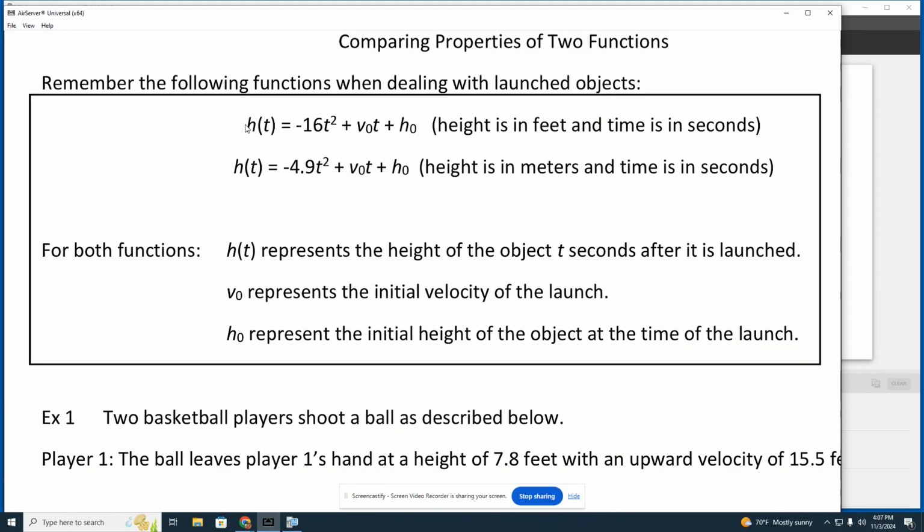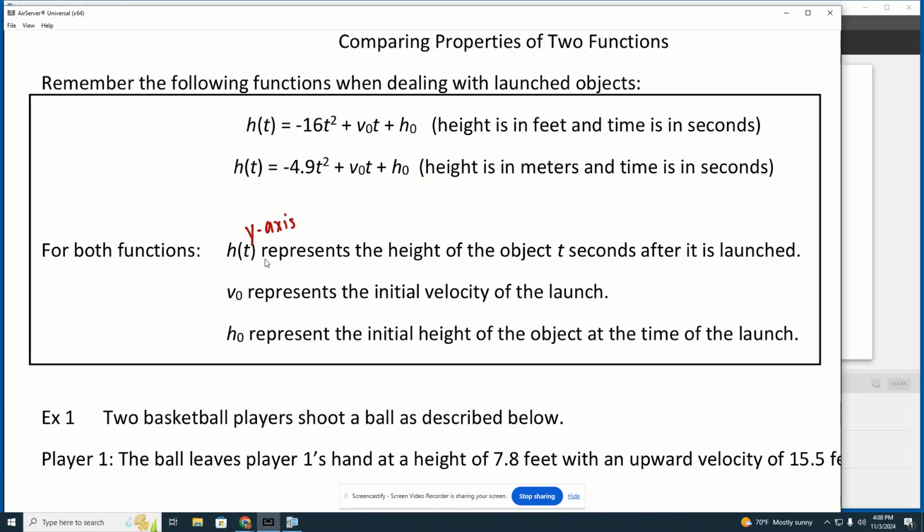So, for example, h of t. Now, remember, that's in the f of x spot, right? F of x we know means y. So what does y, or where a graph crosses my y-axis, what does that tell me in real life? If I had a real life situation, what does something going through the y-axis mean? Well, it means that's the height of the object t seconds after it's launched.